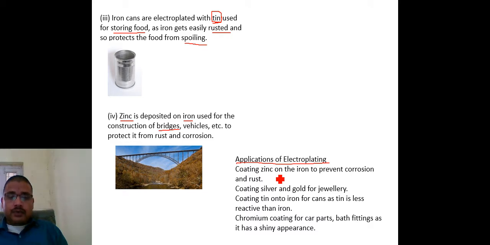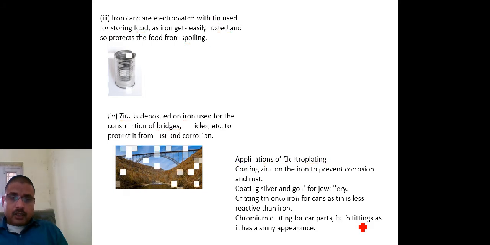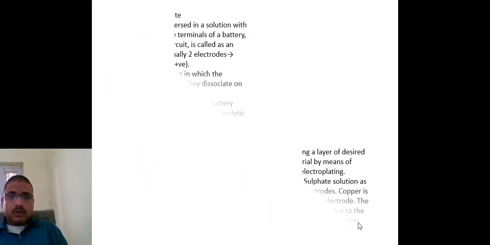Coating silver and gold is for jewelers, as we have already discussed. Coating tin onto iron is for cans. If you want to make a can with the help of iron, then that can should be coated with tin, so that the food can be preserved. And chromium is a coating for car parts and bath fitting materials for a shining appearance. These are some of the things for which electroplating is done.